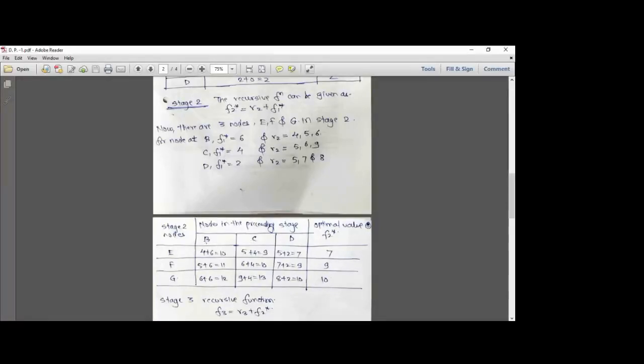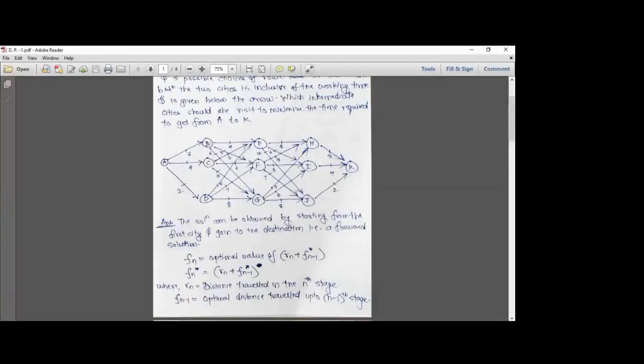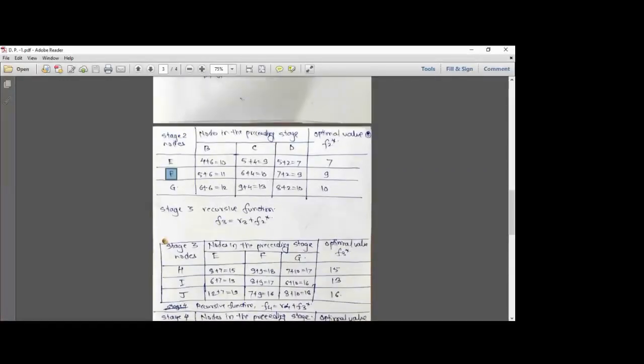Similarly, from B I can move towards F, right? So from B to F, the value for R2 is 5, so we can write 5 here. What is the F1 star value of the B node again? It is 6. So 5 plus 6 is equal to 11.